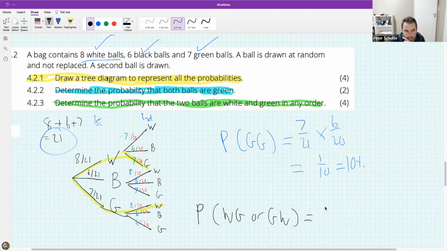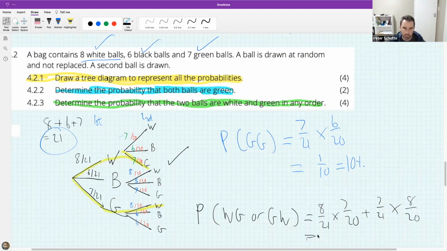So I'm going to get 8 out of 21 times 7/20, which is that branch, plus 7/21 times 8 out of 20. Now, what is my grand total going to be?